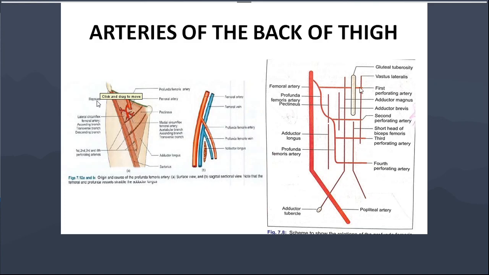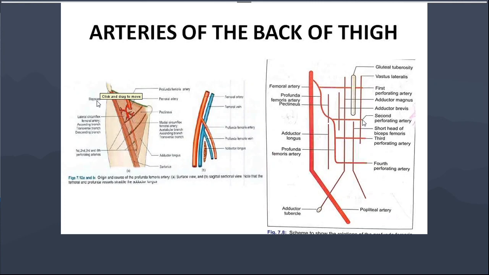So there are two anastomoses occurring at the back of the thigh. One is the trochanteric anastomosis, then another is the cruciate anastomosis. So these are again your questions: trochanteric anastomosis and cruciate anastomosis. Where is it present? First of all, you must know where it is present. Where exactly does this anastomosis occur?